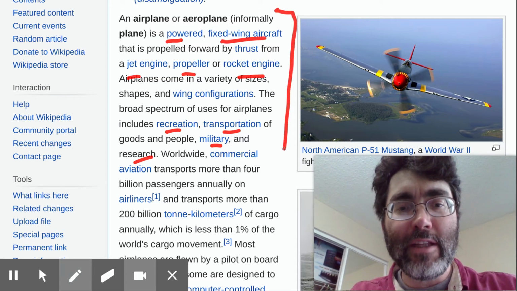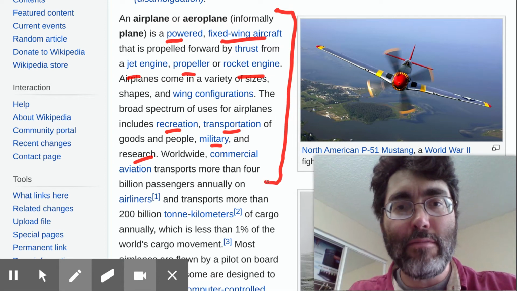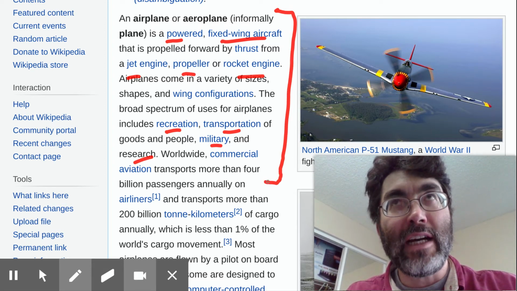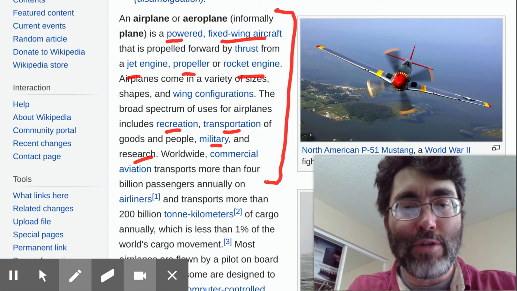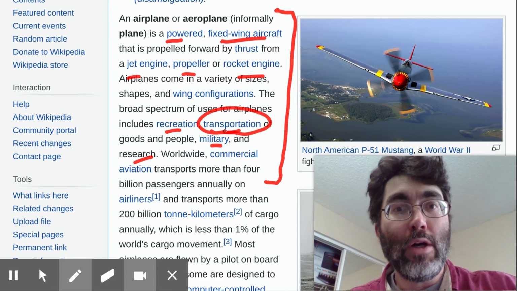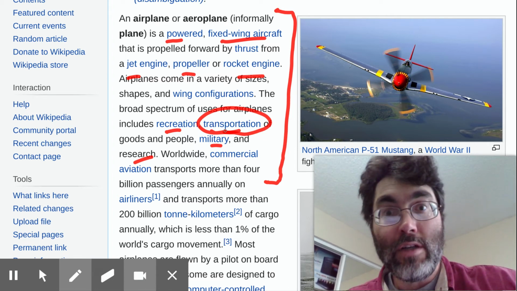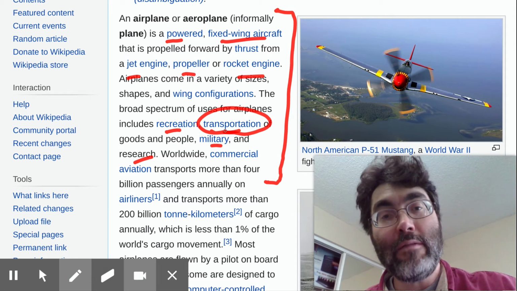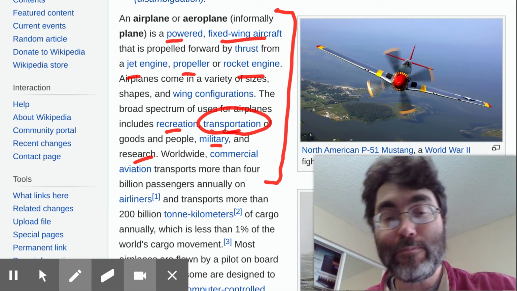All of these different things that I have just marked up remind me of aspects of aircraft that I am interested in. For example, transportation. Most Americans have flown on aircraft. I have, I don't know how many airline flights I've been on, but it's a good number.